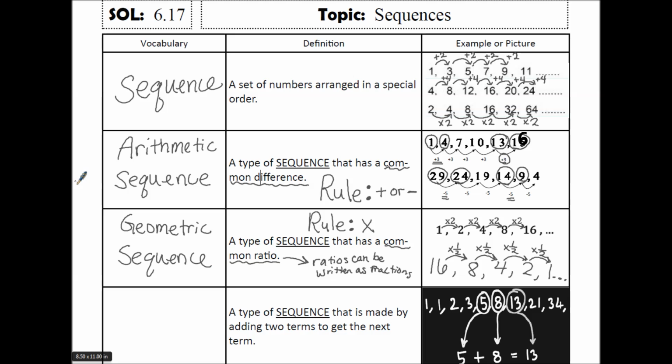Now, to be able to distinguish between an arithmetic and a geometric, A comes before G in the alphabet, and you learn addition and subtraction before you learn multiplication. And that's how I tell the difference.